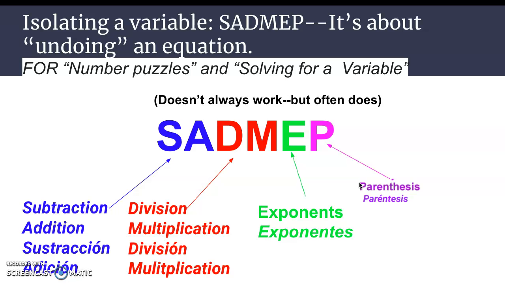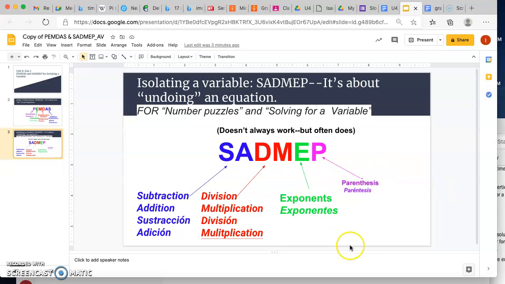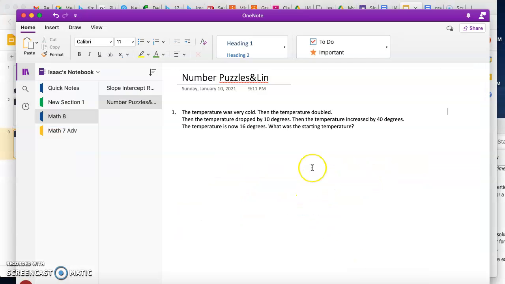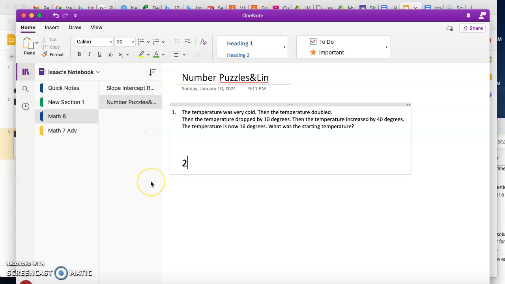Now let's take a look at this. Let's say we've got one like, 2x plus 5 equals 13. Let's say we've got that, 2x plus 5 equals 13. And I want to get x by itself. I want to isolate that variable.